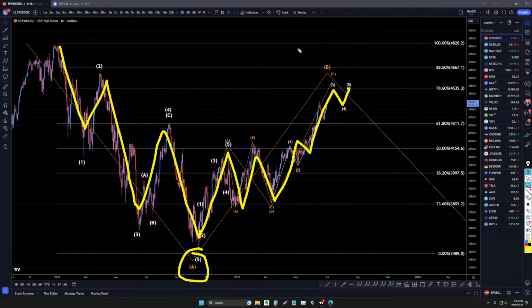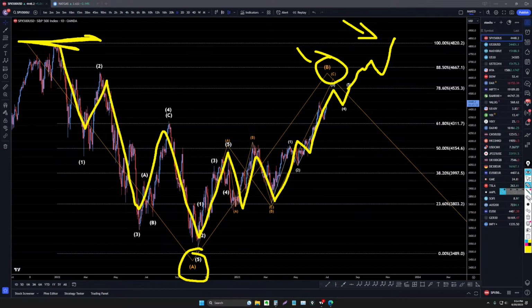Now, I think we're in a wave B, but sometimes wave Bs do take out the highs. I wouldn't be surprised. I'm actually starting to think that this is going to probably go up, especially with the fact that 2024 is an election year in the U.S. I guarantee that Biden and the Democrats are going to want to get the stock market back to all-time highs for the election. So I think we're going to make an irregular wave B.